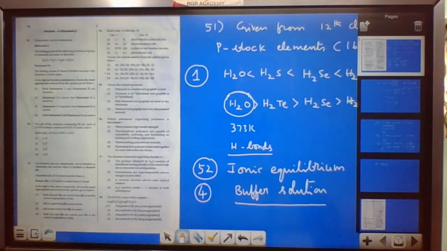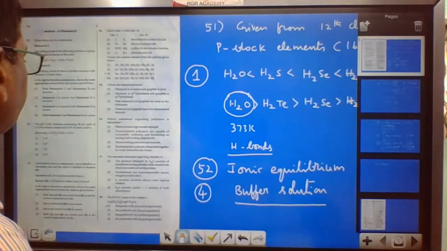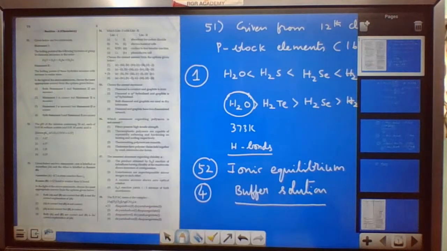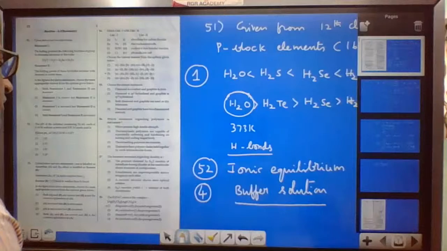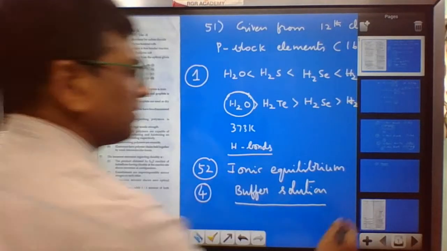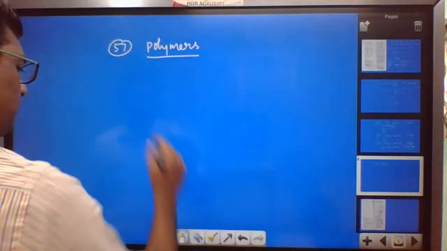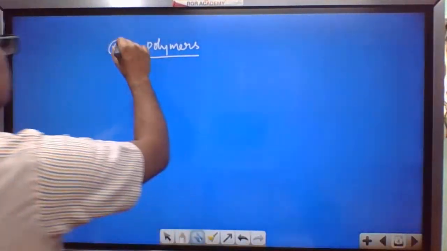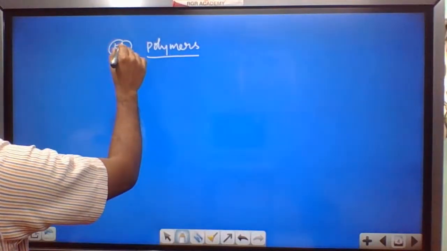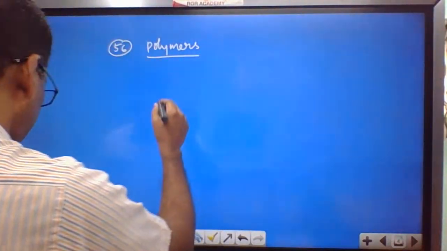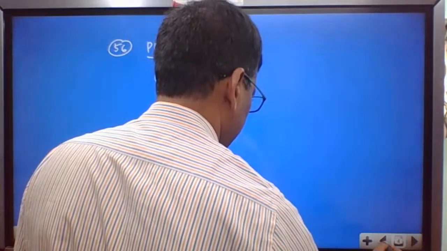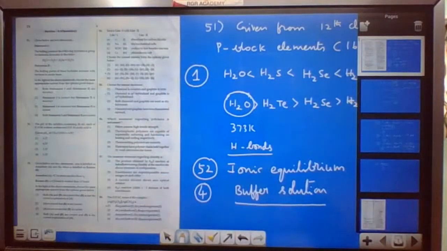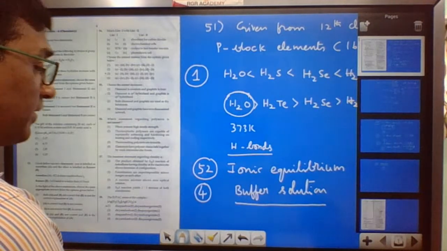So the 56th option is 3. And elastomers have polymer chains held together by weak intermolecular forces. That is also correct. So 56, it's not 57. Just a minute. It is 56. The 56th option is 3. It is also a memory based question. Coming to the 57th, the incorrect statement regarding chirality.